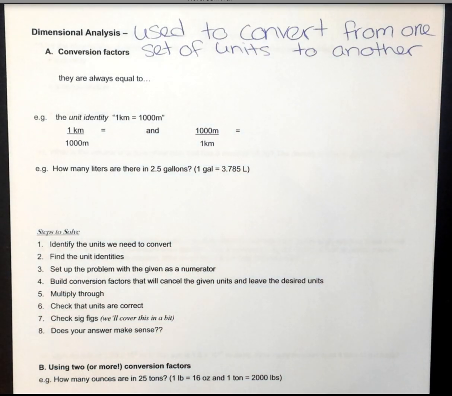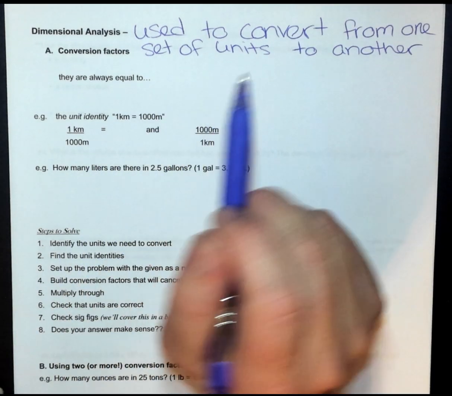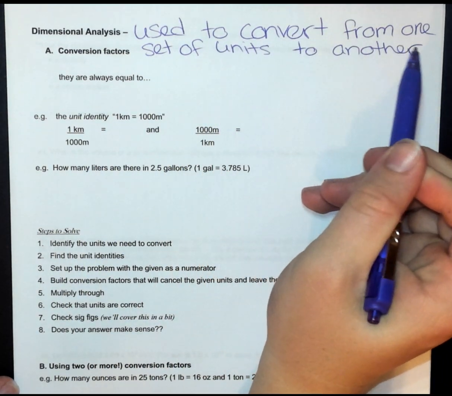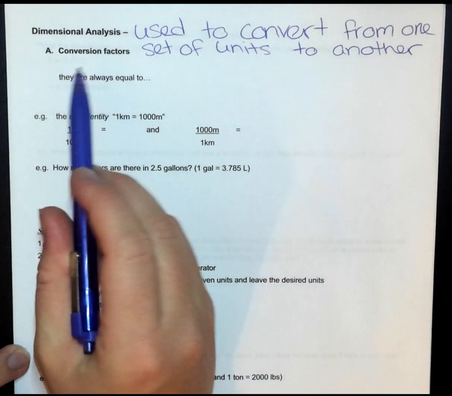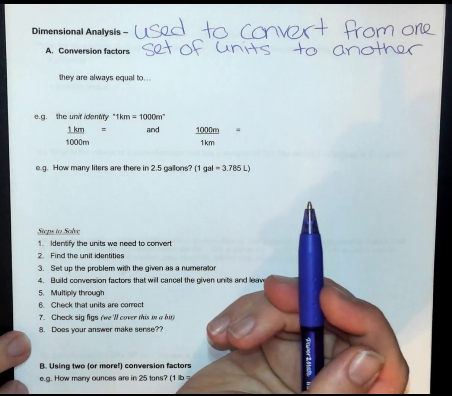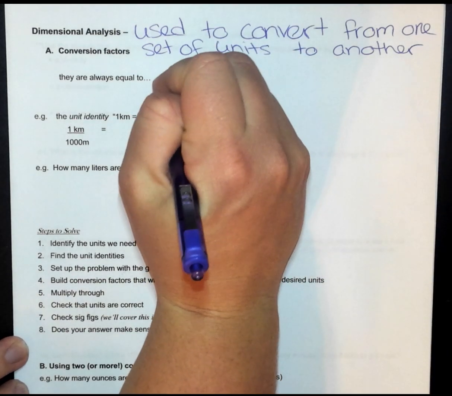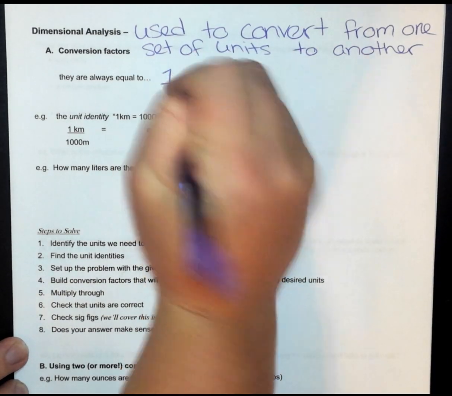Today we're looking at the process of dimensional analysis. Dimensional analysis is used to convert from one set of units to another. We do this by using what we call conversion factors. Now, these conversion factors are always equal to 1.